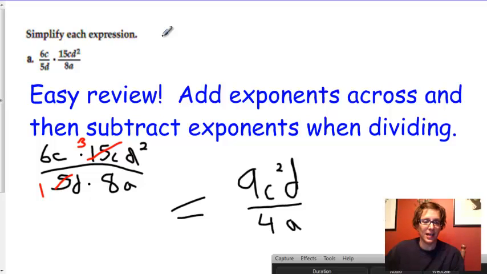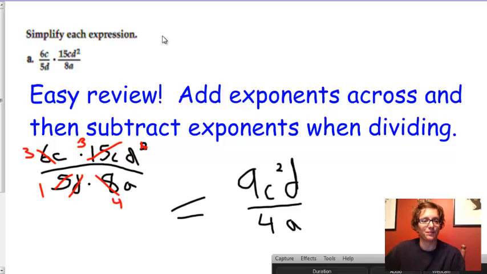There's a 6 and an 8. Both of those can be divided by 2. That gives us 4 and 3. There's a d squared on the top and a d on the bottom. I can cross off the square. Can I cross anything else off? No, I can't. 3 times c times 3 times c times d is 9c squared d. And then in the bottom, 1 times 4 times a is just 4a.